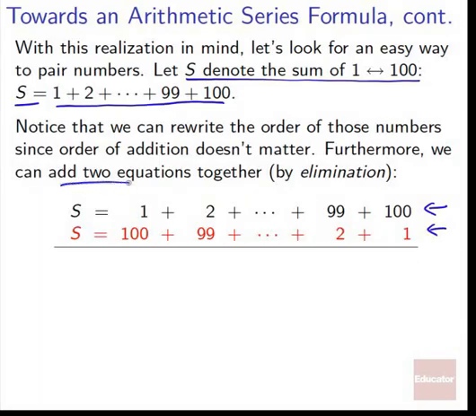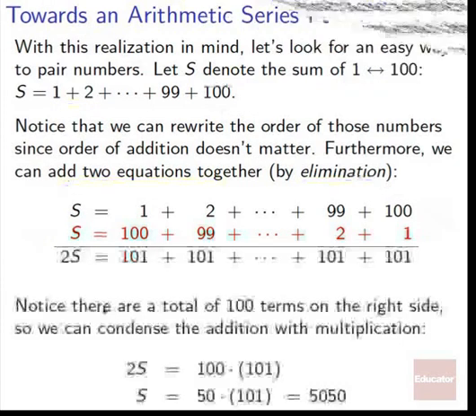Furthermore, we can add two equations together. That's elimination. Remember when we worked on systems of linear equations? If you've got an equation, you can just add it to another equation, and because they're both working equations, you can add the left sides and the right sides and you know everything works out. There's nothing wrong with doing that. So we can add the top equation and the bottom equation, the normal order and the reversed order, together.